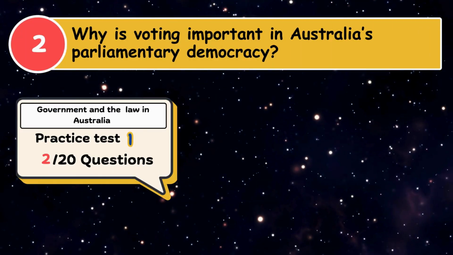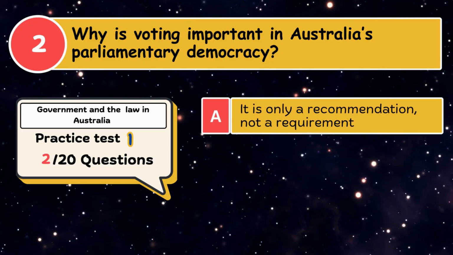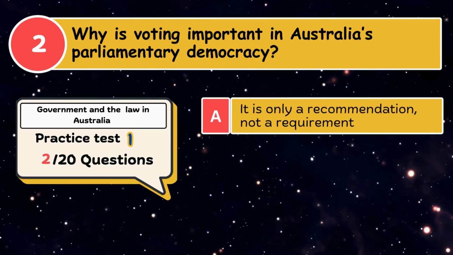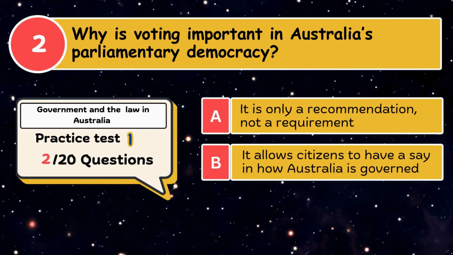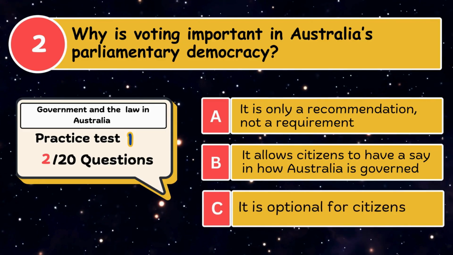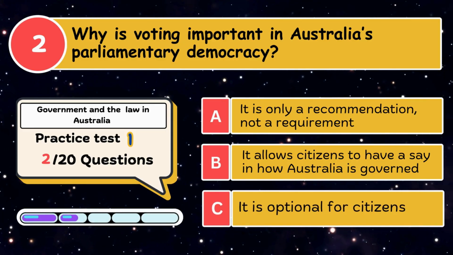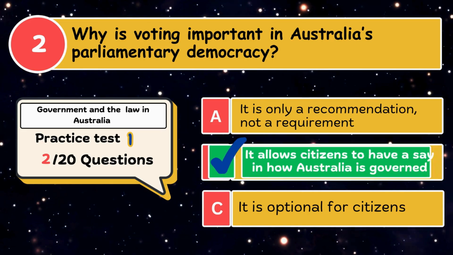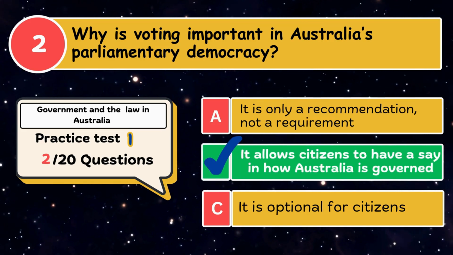Why is voting important in Australia's parliamentary democracy? A. It is only a recommendation, not a requirement. B. It allows citizens to have a say in how Australia is governed. C. It is optional for citizens. The correct answer is it allows citizens to have a say in how Australia is governed.